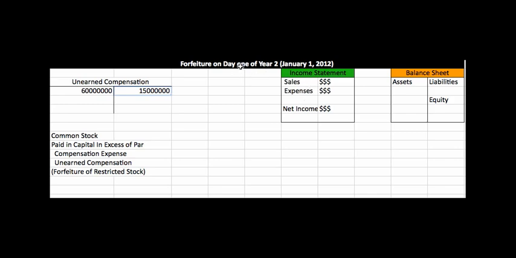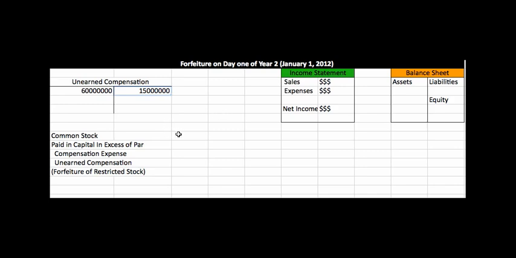And so now what has happened in this problem is it's the first day of year 2, and for whatever reason our executives are terminated. They did not fulfill the vesting period or the service period of that contract, and we need to figure out what do we do at this point. So really what's going to happen is the stock is restricted. It has special restrictions with it. We're not going to actually award it.